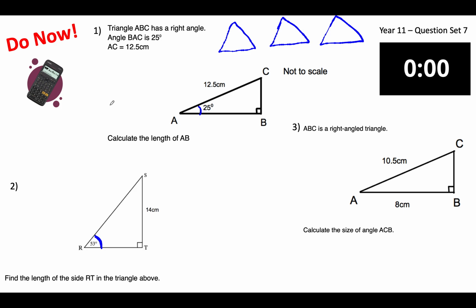Right, we have some triangles. We've got a right angle triangle. It involves an angle. That means 3 silly words. It means SOH CAH TOA is what it means. It's going to be trig.